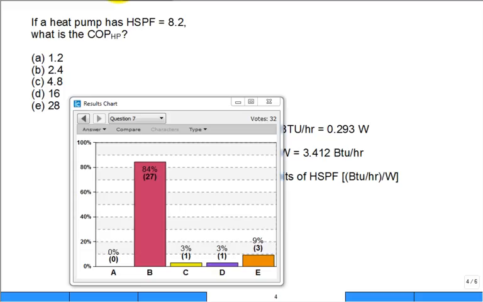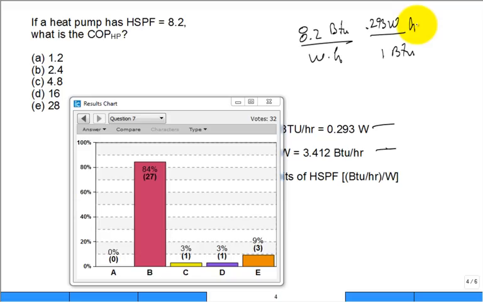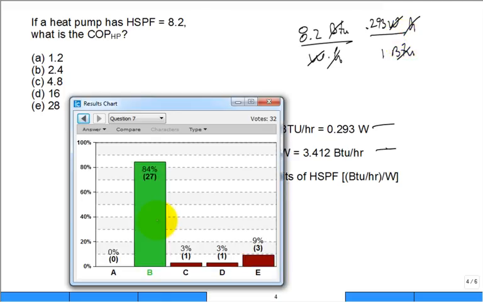All right. So why is 2.4 the right number? Units. You're just converting units. You had to use either one of these factors to convert the units. True? So you had the 8.2, which is BTU per watt hour, and you multiply by 1 BTU per hour is 0.293 watts. Get rid of the hour, the BTU, the watts. It looks like it's 0.3 times 8.2. Does that give us the 2.4?